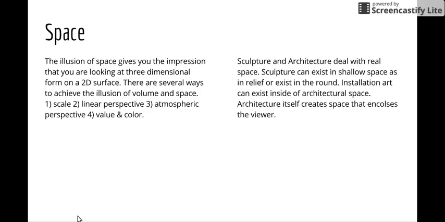So the illusion of space gives you the impression that you're looking at three-dimensional form on a 2D surface. There are several ways to achieve the illusion of volume in space in this way. There's the use of scale, the use of linear perspective, the use of atmospheric perspective, and the way that we manipulate value and color. In sculpture and architecture, they deal with real space.